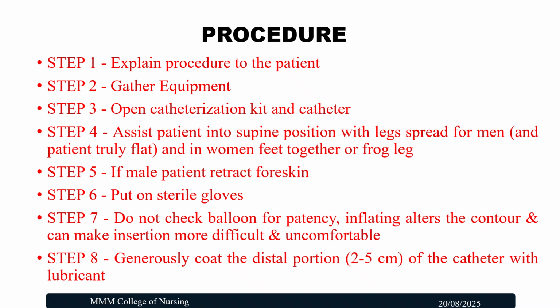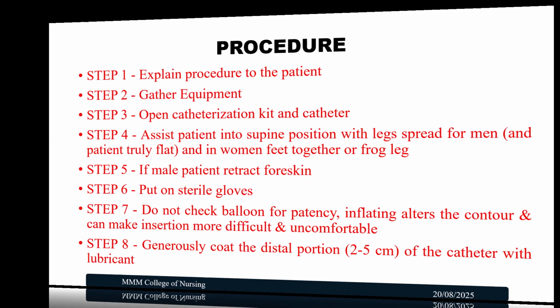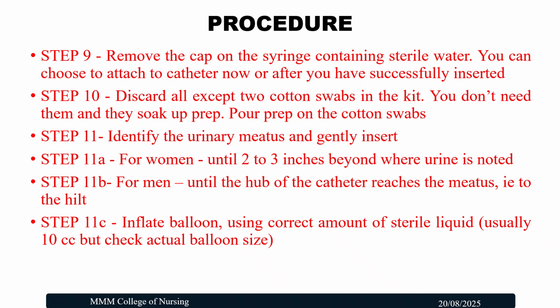Then generously coat the distal portion, 2 to 5 centimeters, of the catheter with lubricant. Then remove the cap on the syringe containing sterile water. You can choose to attach it to the catheter now or after you have successfully inserted it. Then discard all extra cotton swabs, as you don't need them. Soak up the preparation and pour it onto the pre-op cotton swabs.